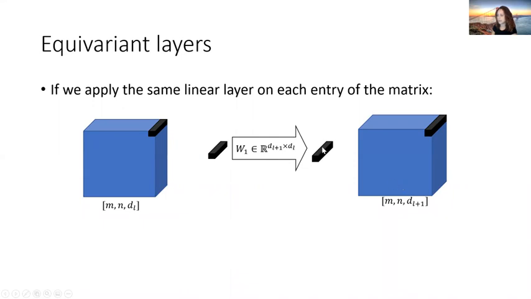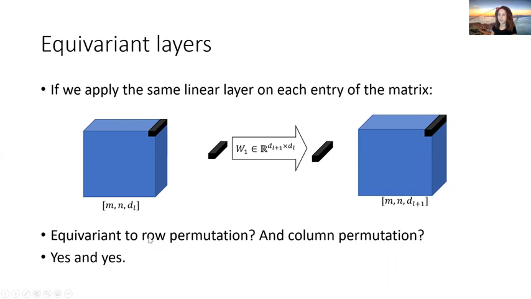And this is just a matrix multiplication for each of these tensors. So I actually get in the end m by n by dl plus 1. Now, is this thing equivariant to row permutation and column permutation? Yes, for both, because it's quite simple to see that since we have the same weight vector W1, if I switch rows, they will be switched here, and if I switch columns, the same. So this thing is equivariant.